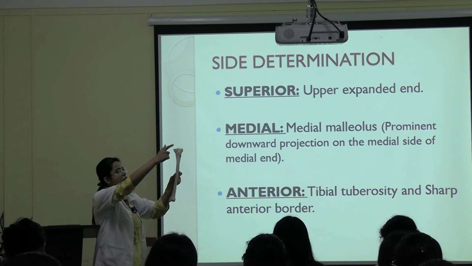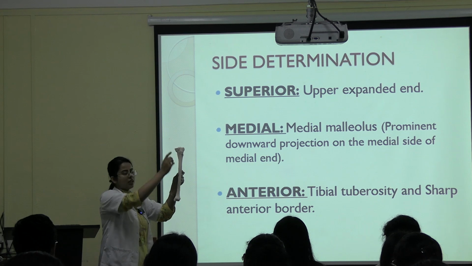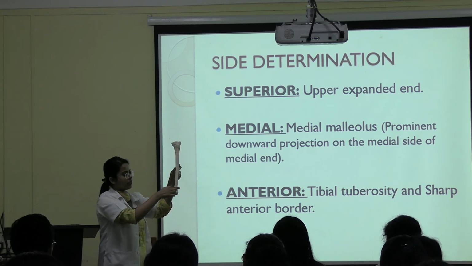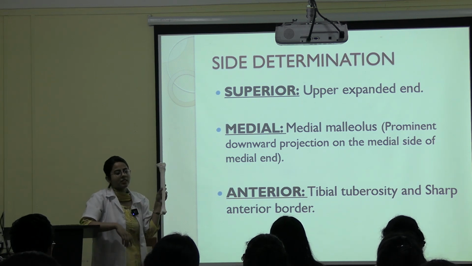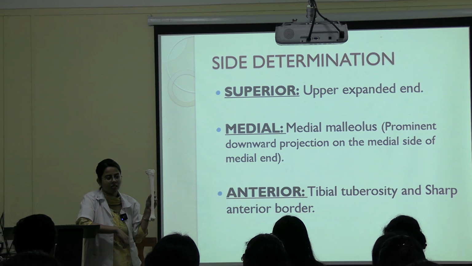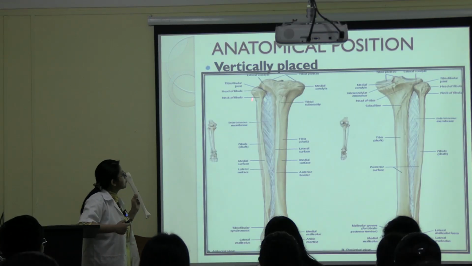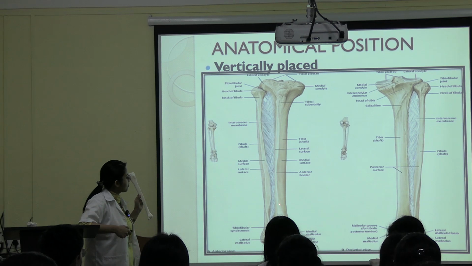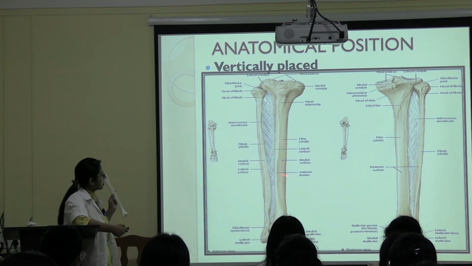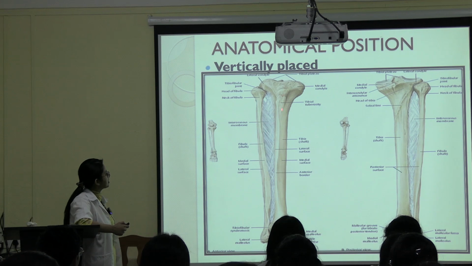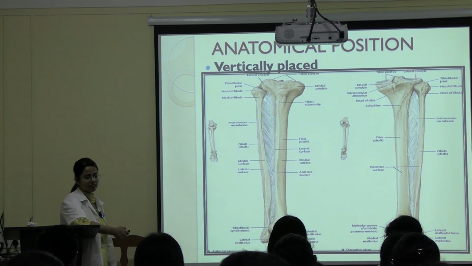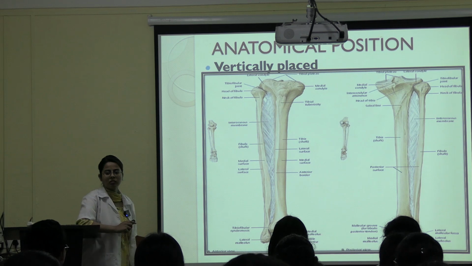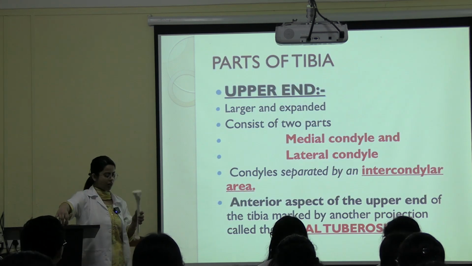I am saying it again. Upper expanded part should be superiorly, tibial tuberosity along with the sharp anterior border anteriorly, and medial malleolus should be present medially. Everyone is clear about medial and lateral? See, this is the upper expanded end, this is the shaft, and this is the lower end. This is the tibial tuberosity, this is the sharp anterior border, and this is the medial malleolus. This is which side? Right. Clear? Everyone?